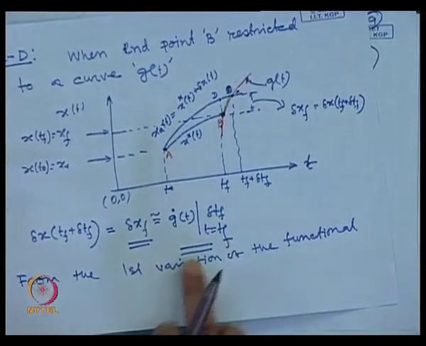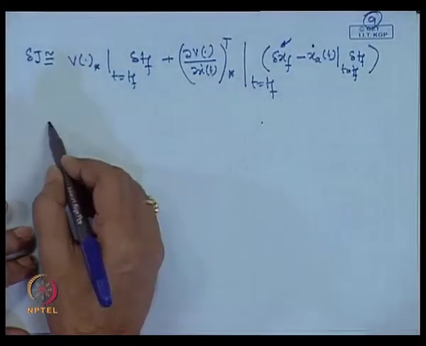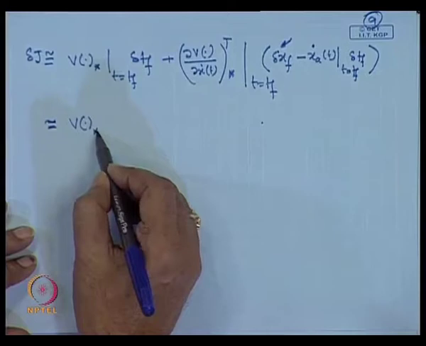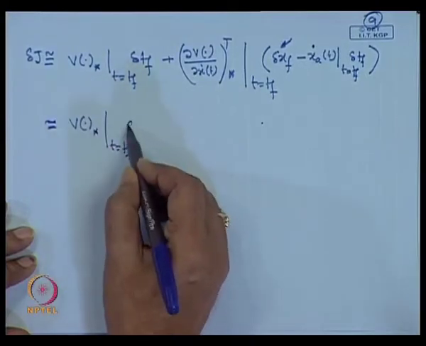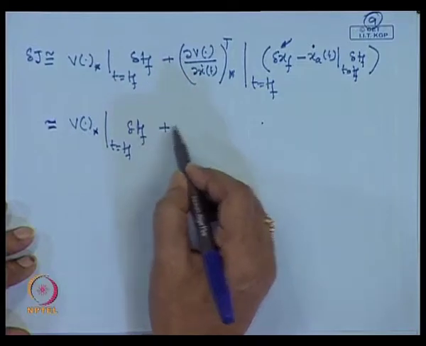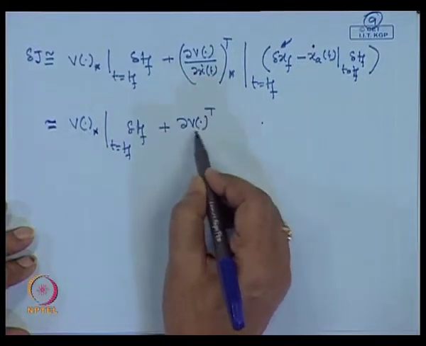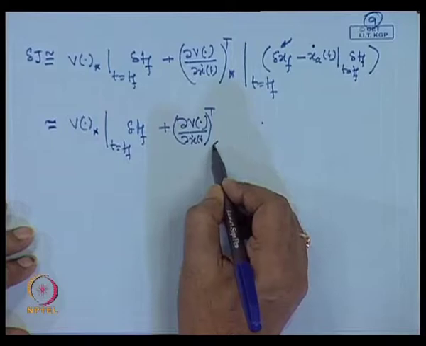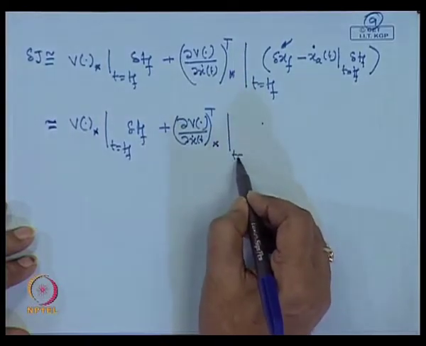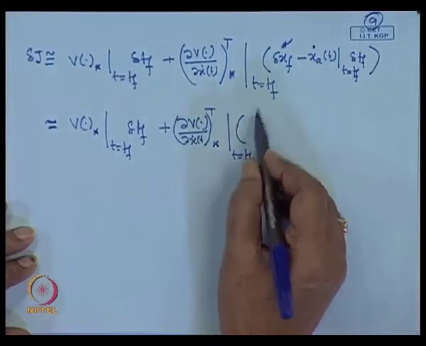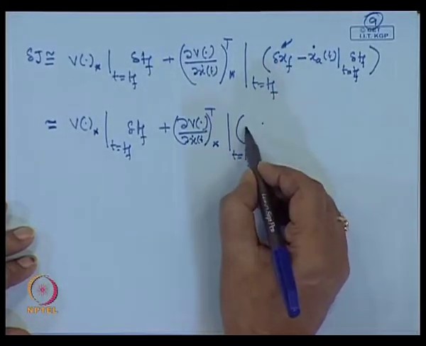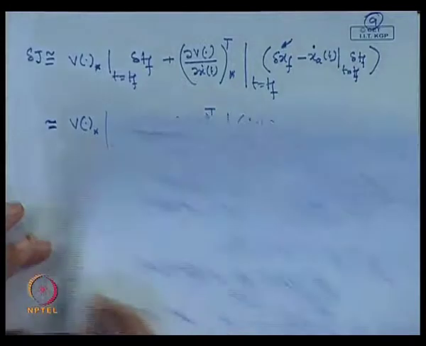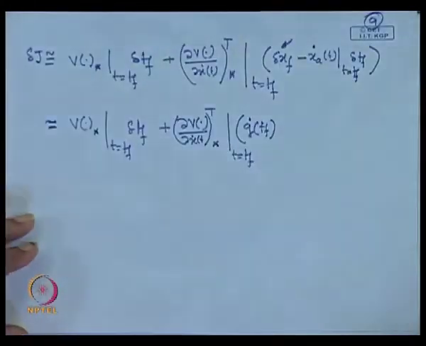Now, look at this one, this value I will replace by what we made an approximation here. If we replace that, then it will be nearly equal to V dot, star at t is equal to T f, delta T f plus V dot, this transpose, x dot of t whole transpose, star at t is equal to T f, and delta x f we will replace by g dot T f into delta T f.